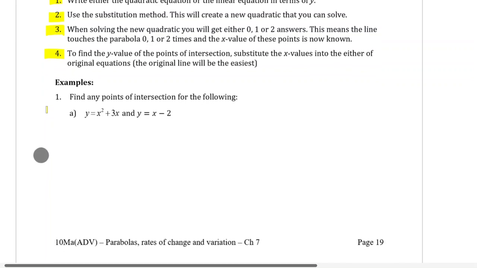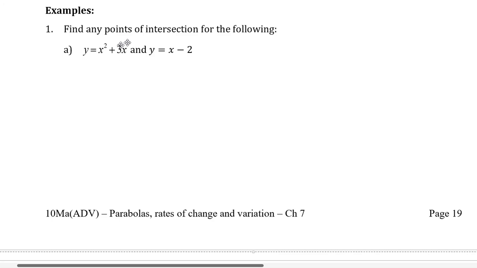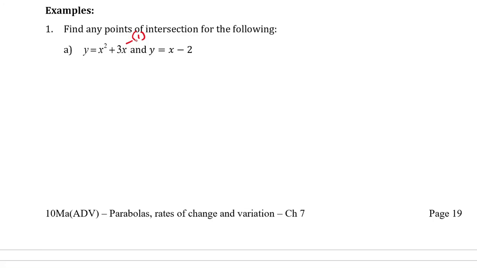All right, so let's work through those steps for these questions. Question 1, find any points of intersection for y equals x squared plus 3x. That's equation 1. And y equals x minus 2. That's equation 2. So in both of those equations, I have y equals. I am going to sub equation 1 into equation 2. So that means that the x squared plus 3x is going to replace the y in that second equation, so that it would look like this: x squared plus 3x equals x minus 2.